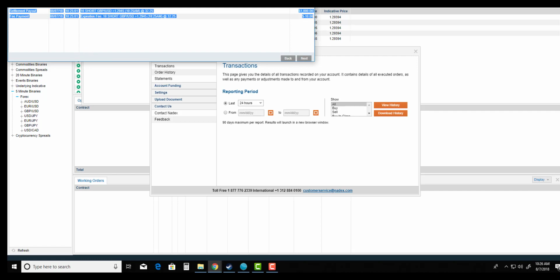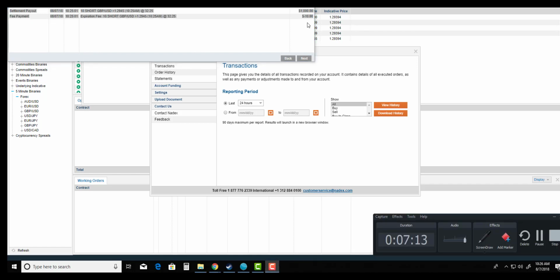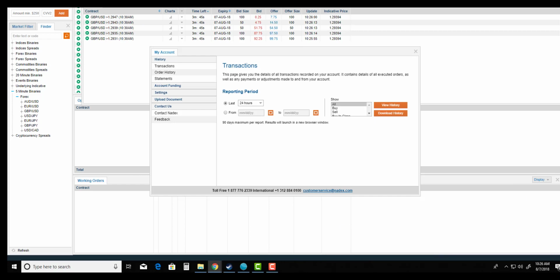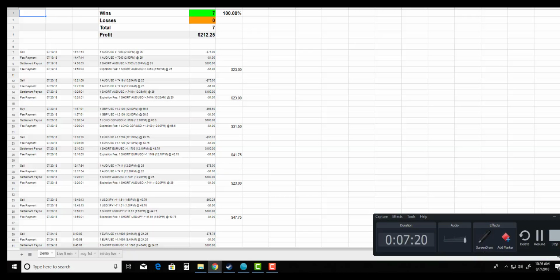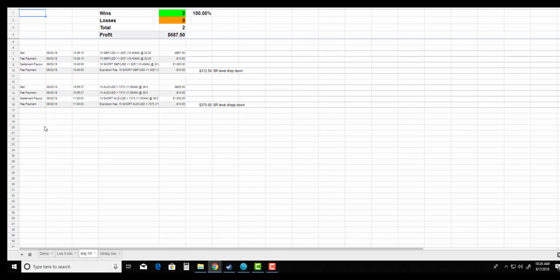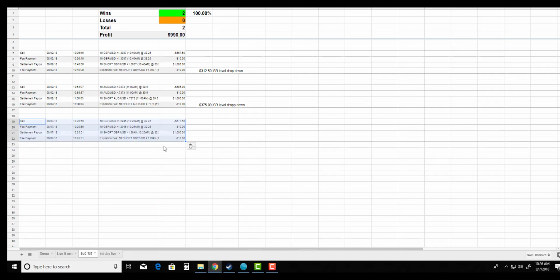Now, please keep in mind, I haven't traded for some time. I've been on vacation, moving stuff around. So my trades aren't, I'm not really too much. Today's August 7th. Today's the 7th of August. There's a $302 win.